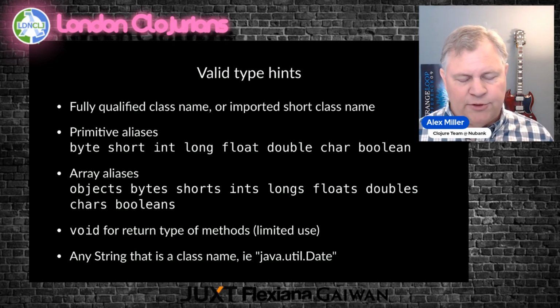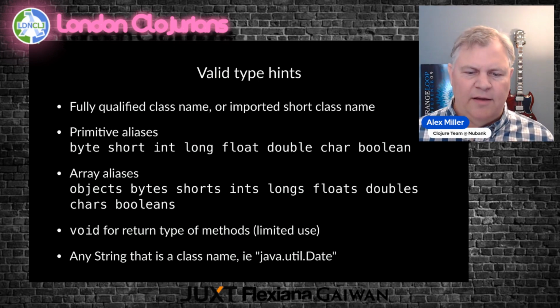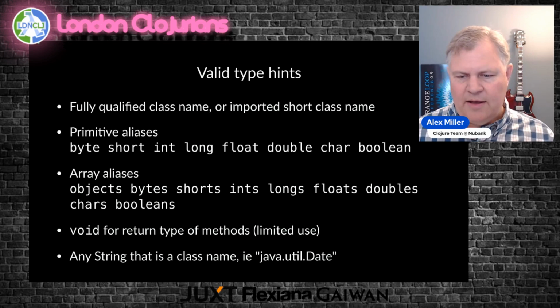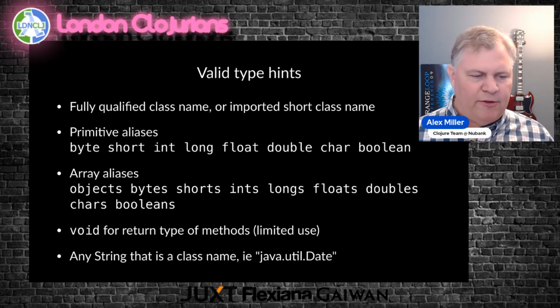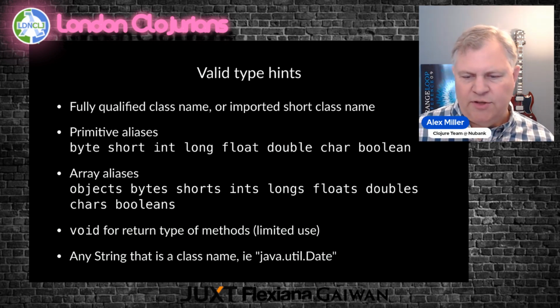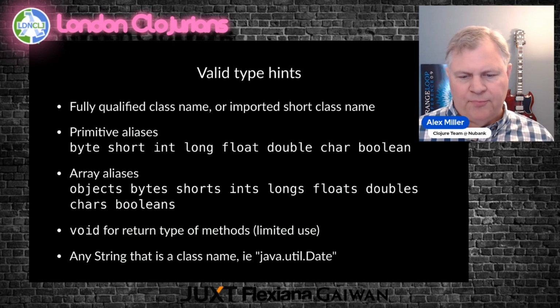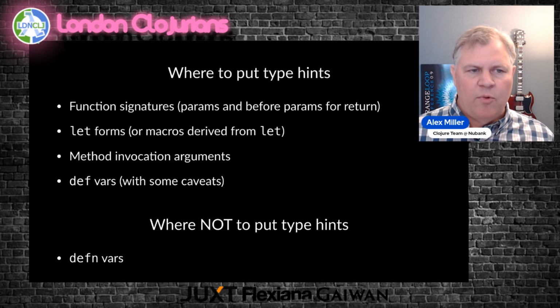Void is actually a valid return type hint. There are very, very few places where that's needed, but it does exist. I think maybe in protocol methods when you're implementing a Java interface, there may be some cases where it's useful to do that, but very rarely. And then you could also use strings that are internal Java class names. So things like java.util.Date is a valid class name. So that's another example. Where to put them?